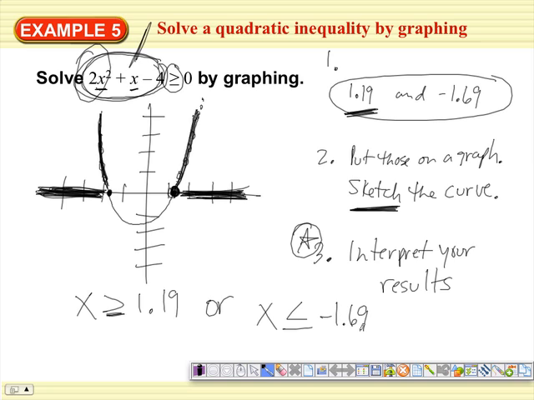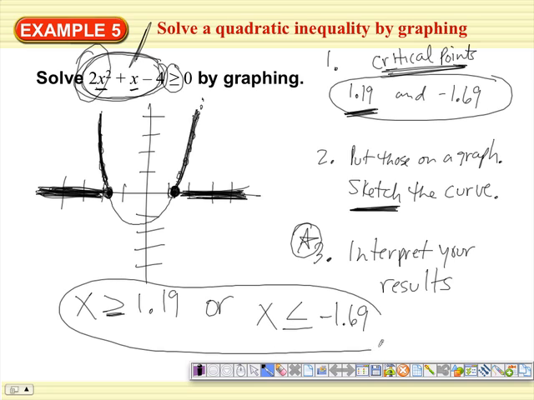This is why we have to name our x-intercepts. They're also called critical points. These are our critical points right here, our x-intercepts. Okay? So number one, find your critical points because those are going to be the ones in your answer right here. This is the final answer.